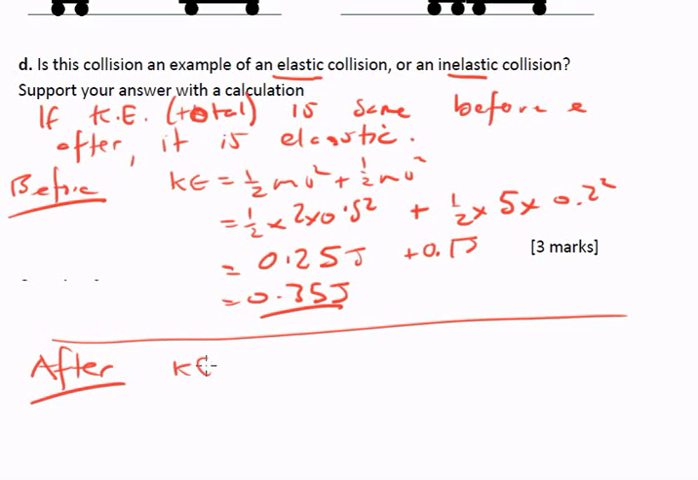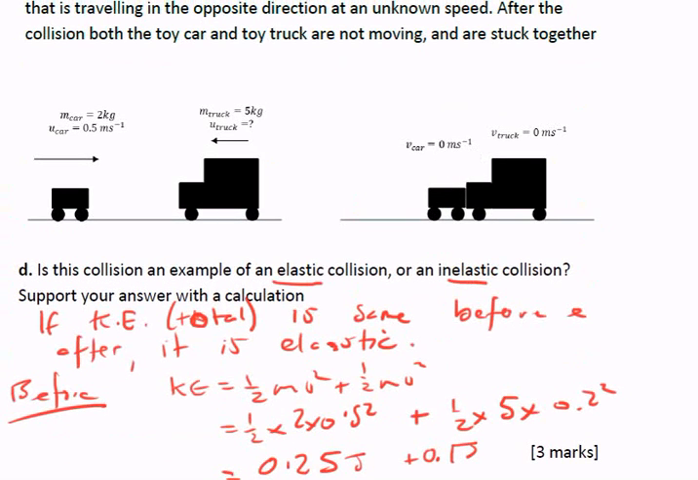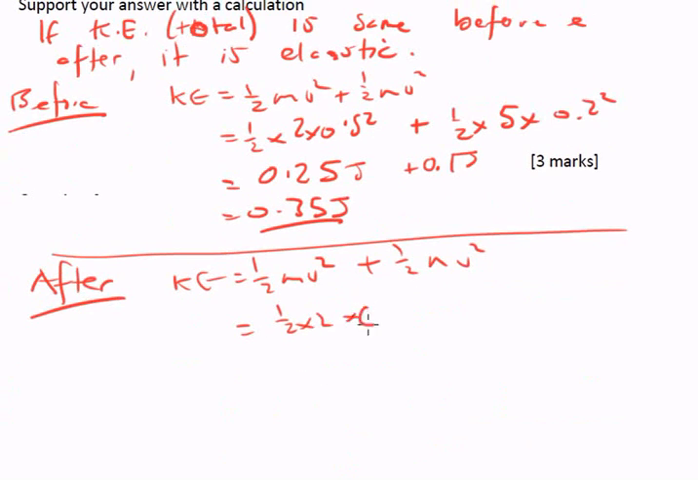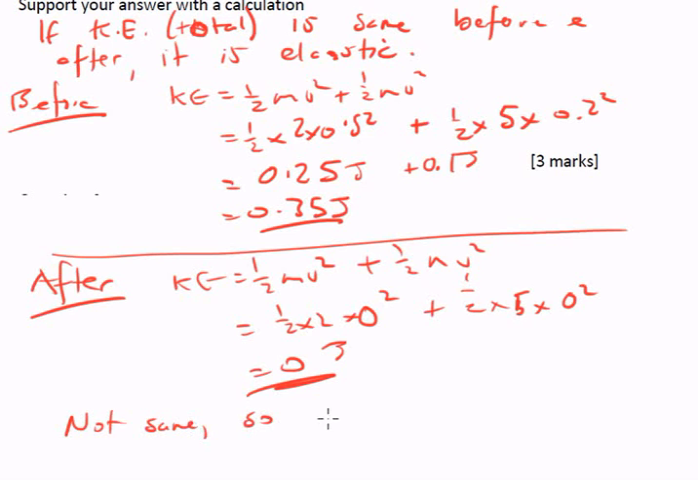After, we have kinetic energy equals half mv squared plus half mv squared. So half times 2 times, afterwards the speed is 0, plus a half times 5 times 0 squared. Hopefully you can look ahead and see what this is going to equal straight away. That's 0. Before it's 0.35, afterwards it's 0 joules. Not the same. So it's inelastic.